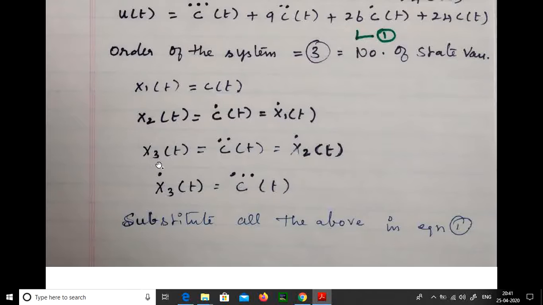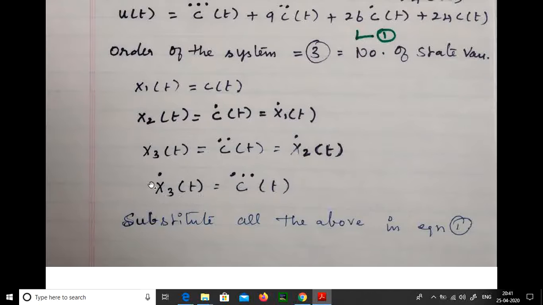So for x3 dot, we write x3 dot will be c triple dot of t. Now let us substitute these above state variables into equation 1. So u of t, how does it become? In one equation only one x dot should come. So in this equation u of t, c triple dot can be replaced by x3 dot.